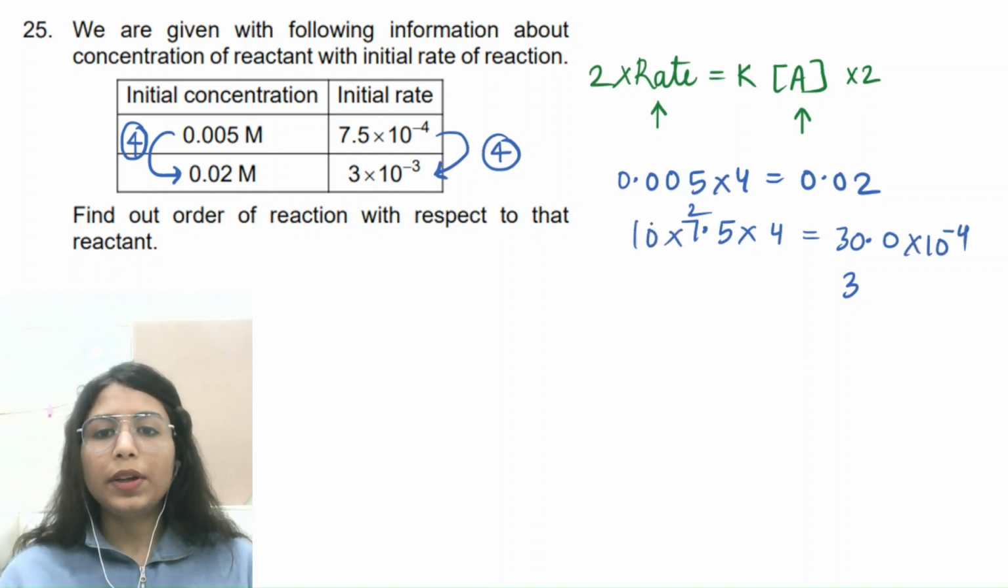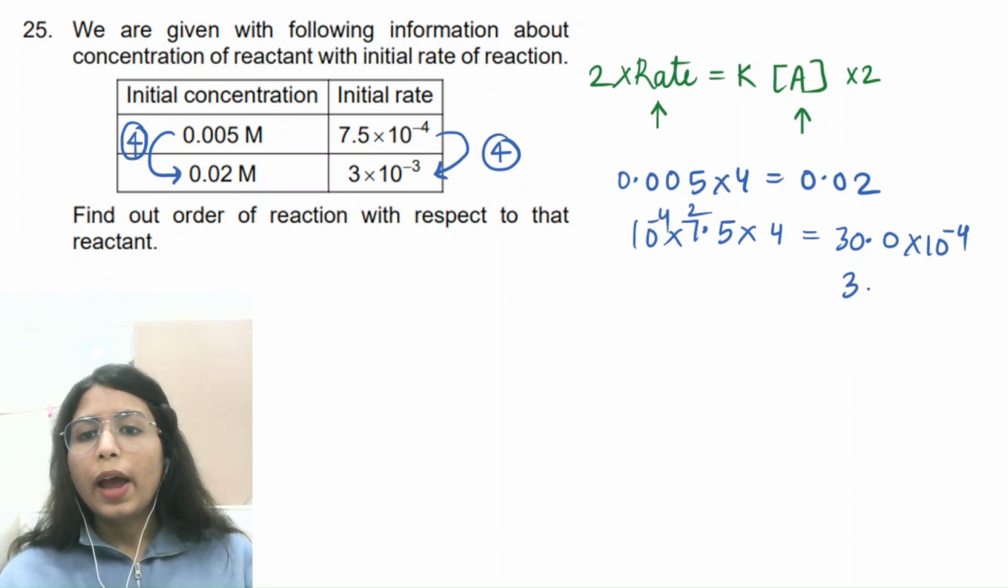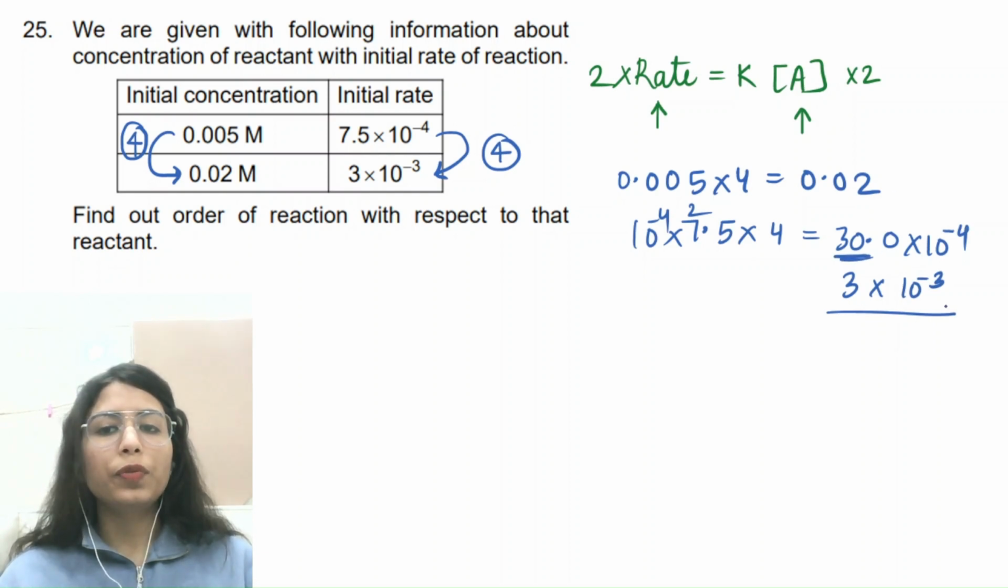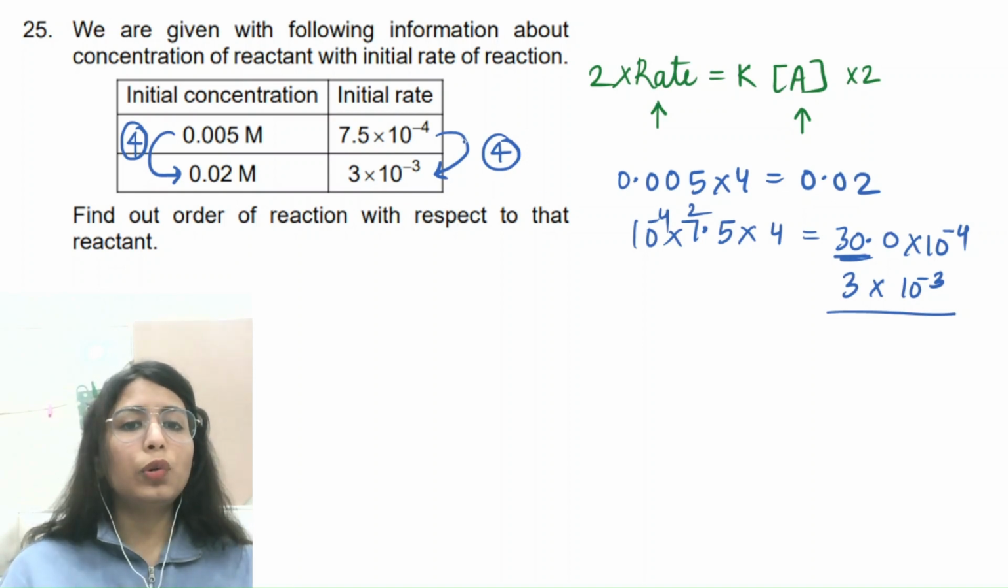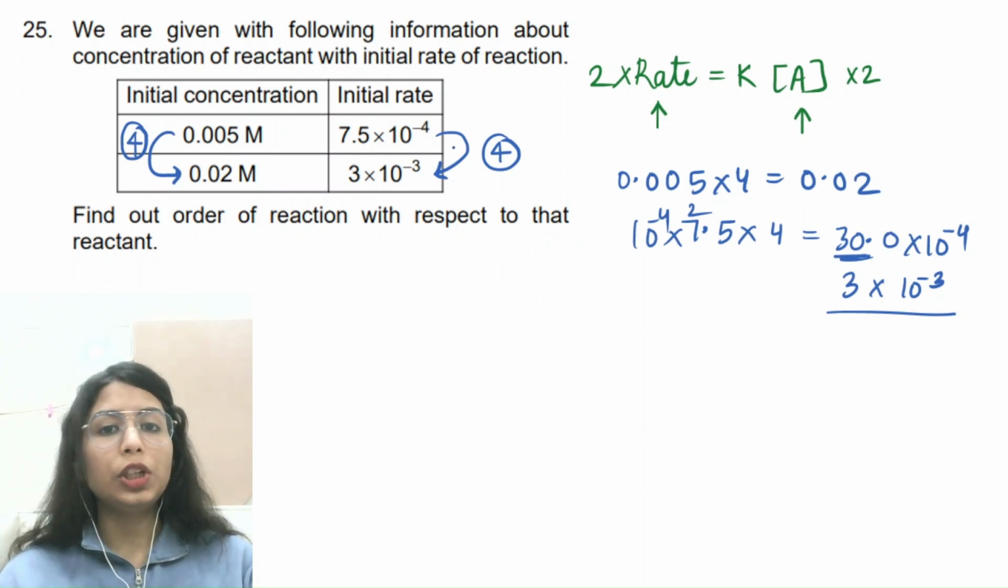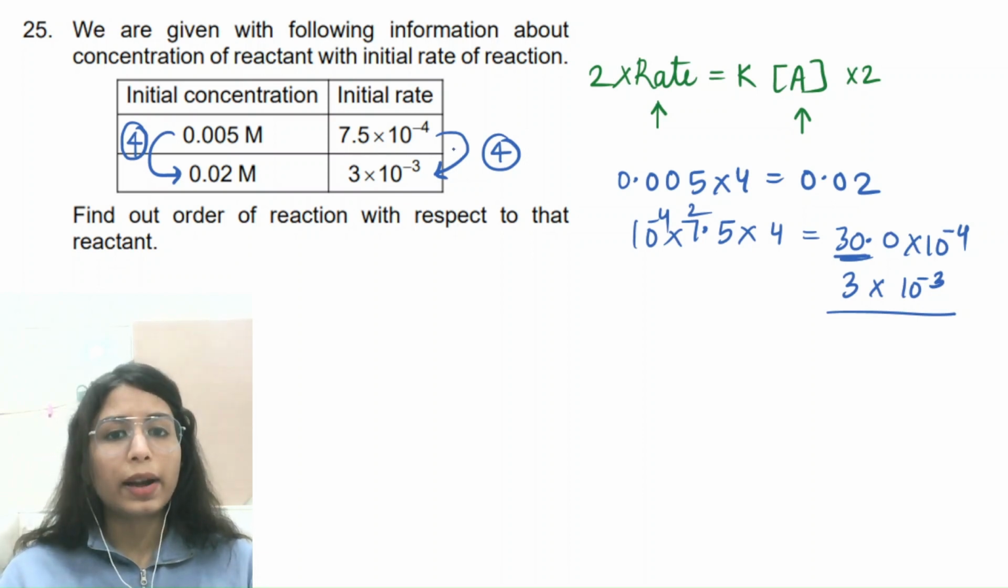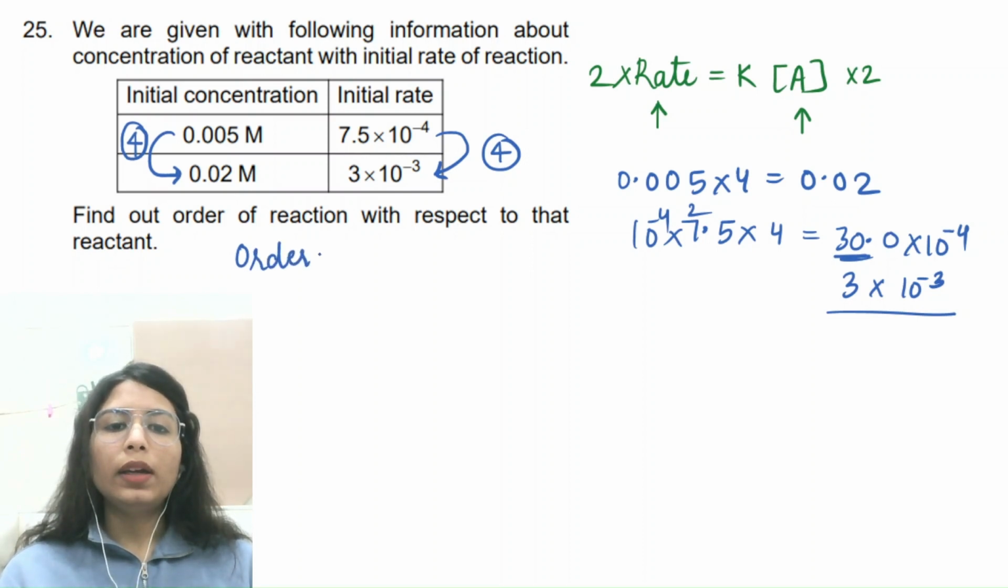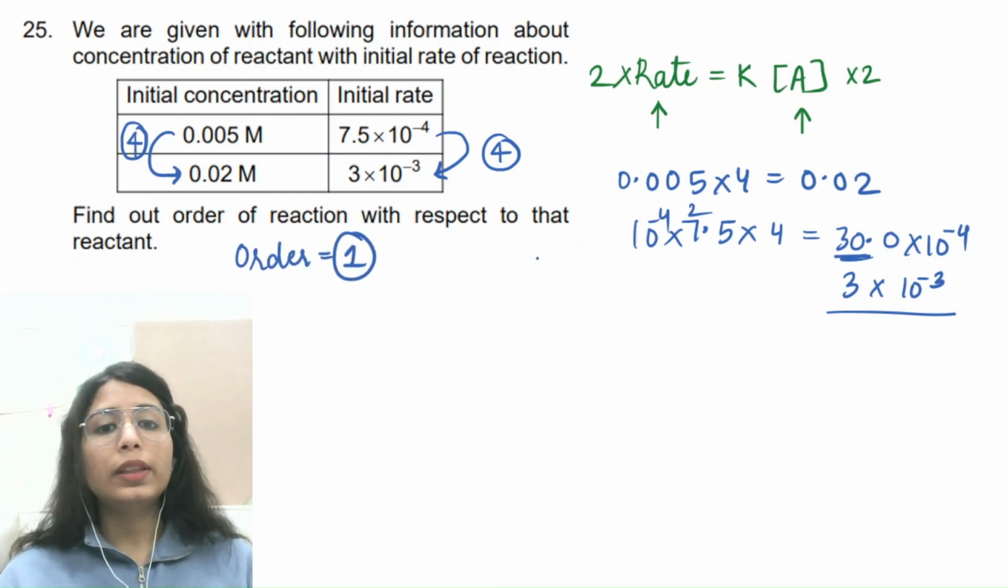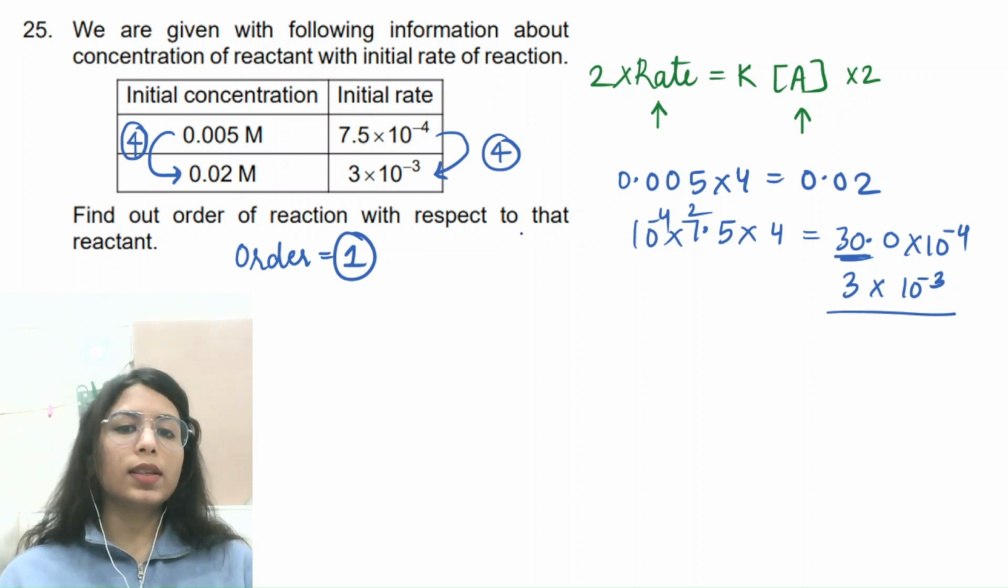Because here it is given 10 raised to the power minus 4. And if I multiply it, I'll be getting this 30. This 10 into 10 raised to the power minus 4 will give me 3 into 10 raised to the power minus 3, which is exactly 4 times, which means that concentration and rate are directly proportional with each other. They are increasing with the same factor. So that is why here the order will be first order. Without solving this question, you can answer this.